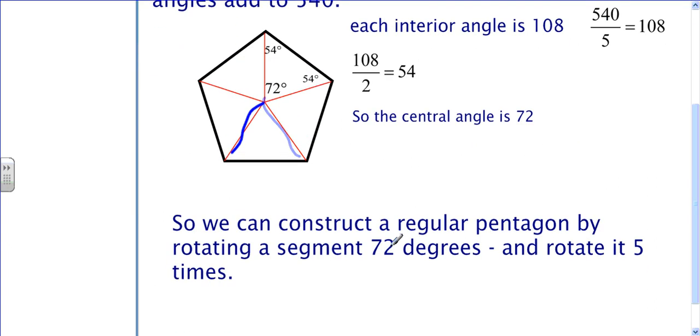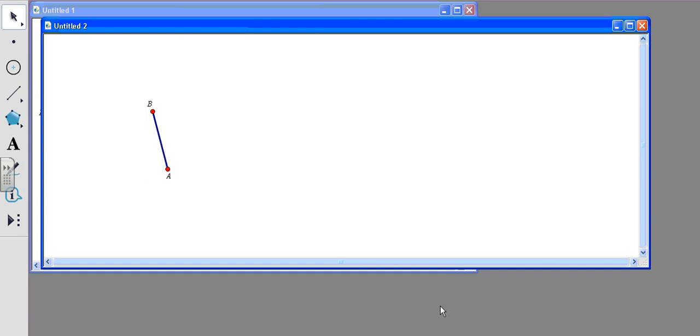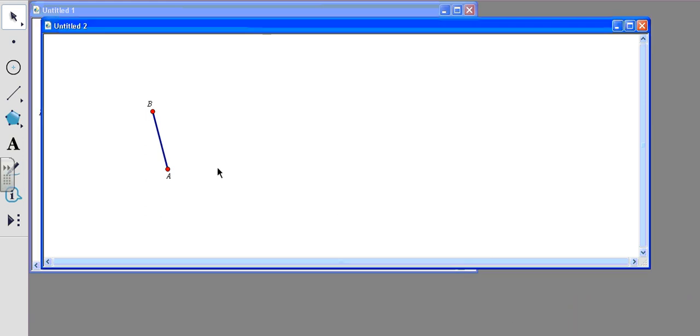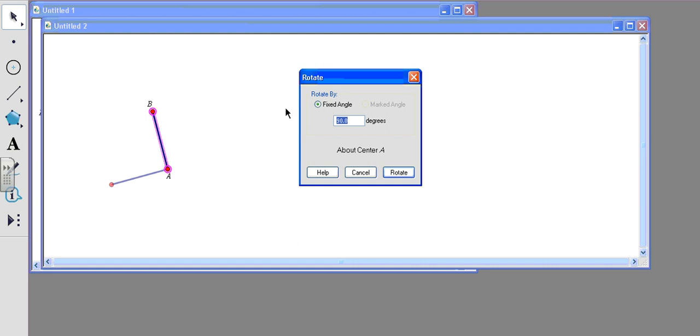So we can construct a regular polygon, or in this case a regular pentagon, by rotating a segment 72 degrees, and we're going to make that rotation 5 times. Now let me show you that rotation in Sketchpad. So let's say that we have our diagram here. We've got our segment, AB. I'm going to make A the center of rotation. Now I'm going to select the entire segment and I am going to rotate it 72 degrees.